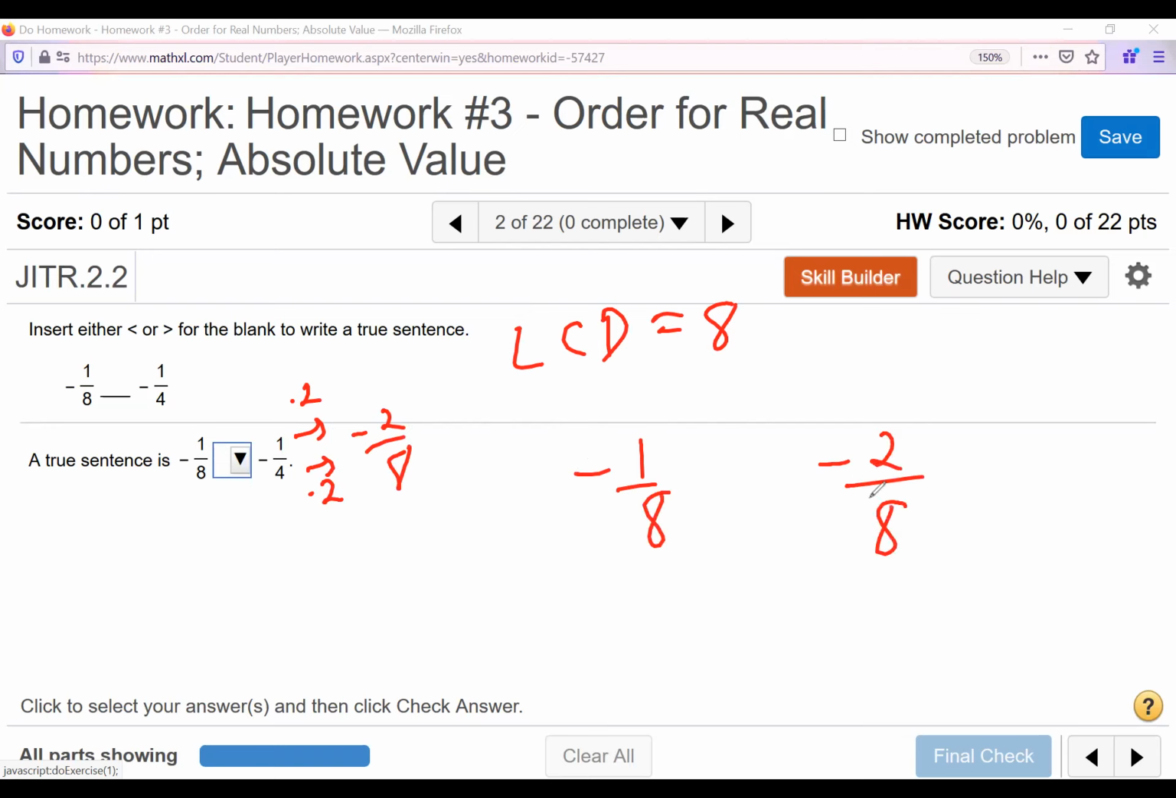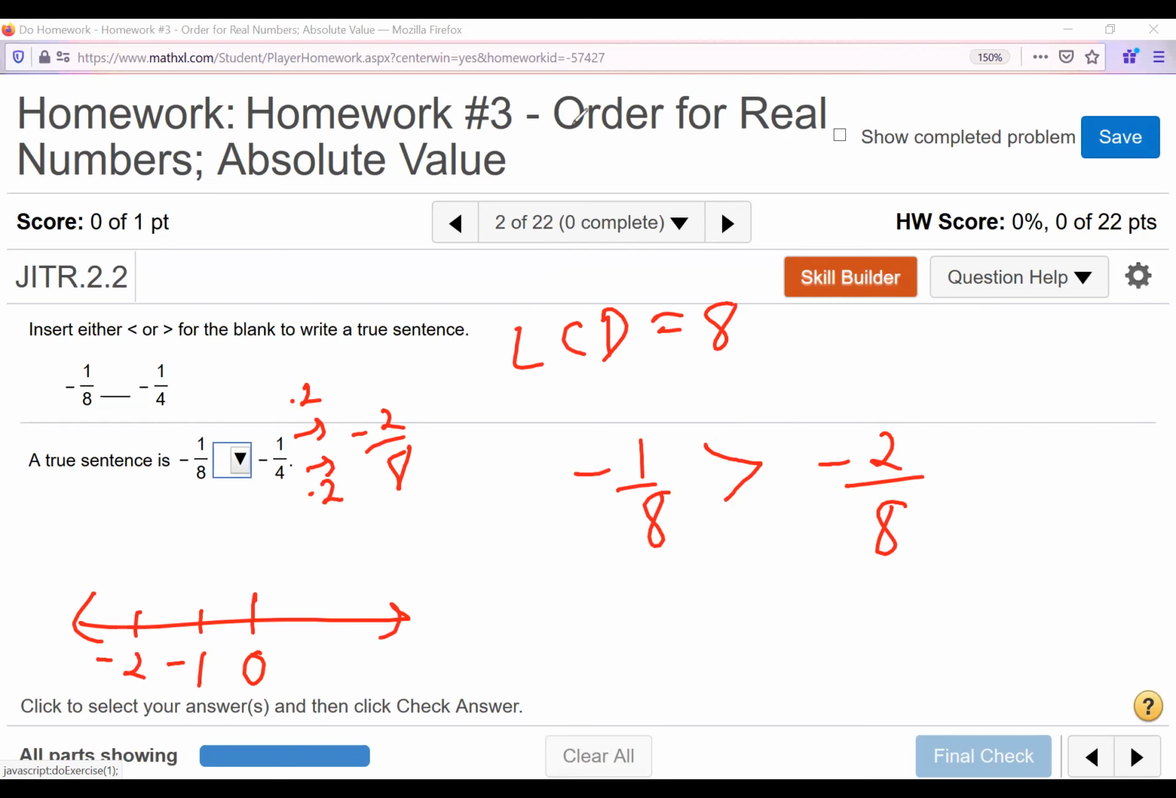Okay, now be careful. These are negatives, obviously. Let's see, -1 and -2. Those are really the numbers we're comparing. I'm just going to remind myself of my number line. So -1 is actually greater than -2 on the number line because it's further to the right. So -1/8 is going to be greater than -2/8.